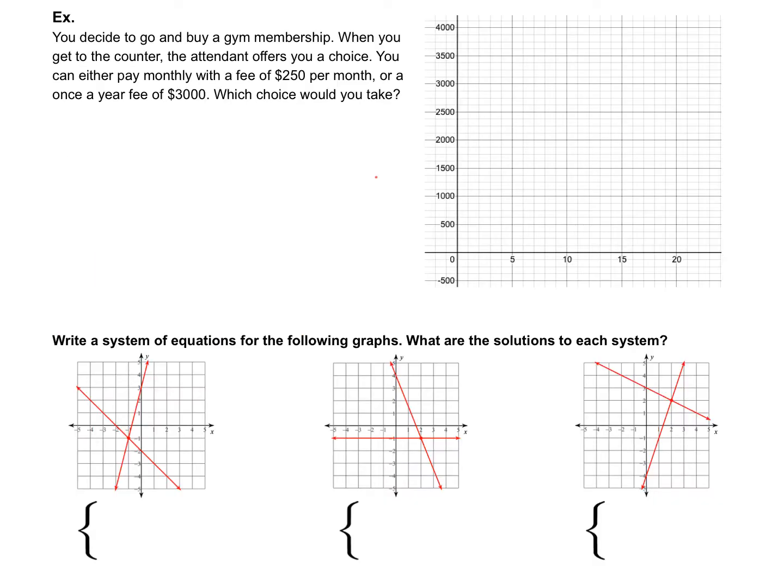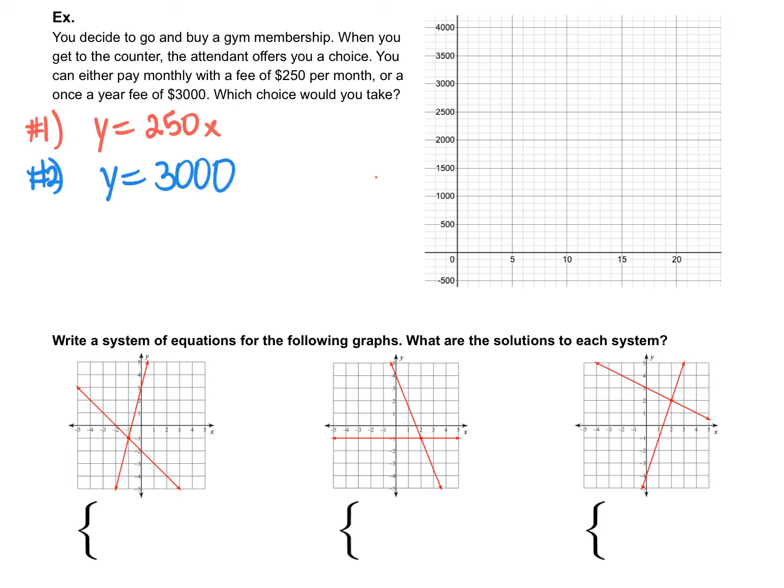All right, for our next problem, we're talking about gym memberships. So you decide to go and buy a gym membership. When you get to the counter, the attendant offers you a choice. So first choice, choice number 1, it's going to be a fee of $250 a month, and that's it. So if I were to write that as an equation, I could say y equals, which is my final amount, 250 times x, so $250 per month. And then the other option, choice number 2, is a flat fee of $3,000 a year. So that one doesn't depend on any months, so I'm not going to have an x. That's just going to be y equals 3,000.